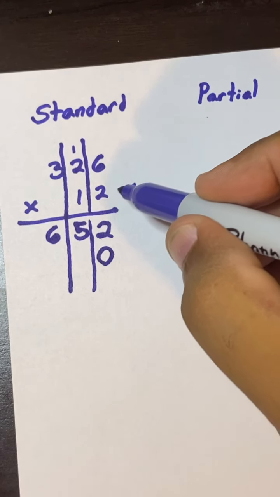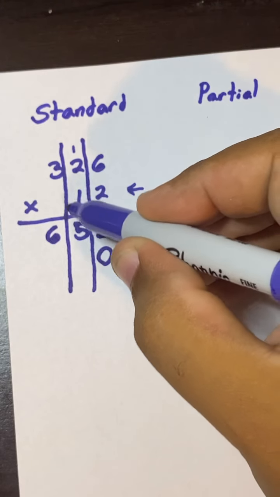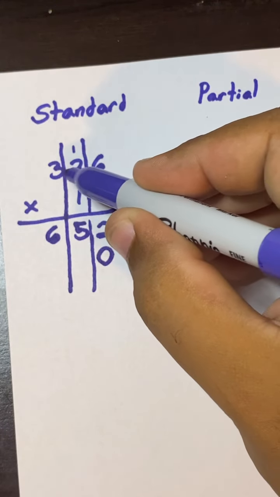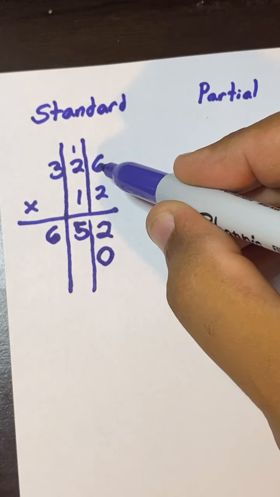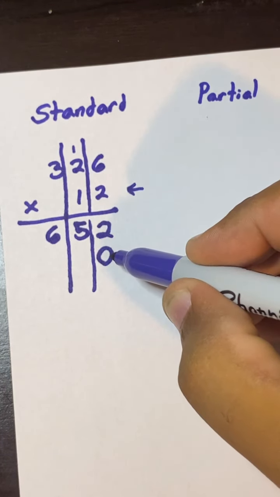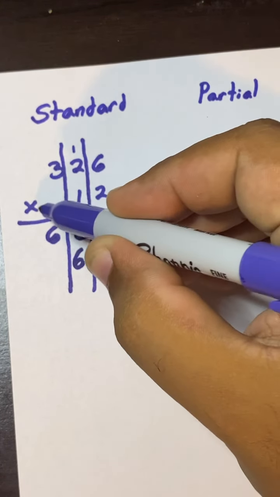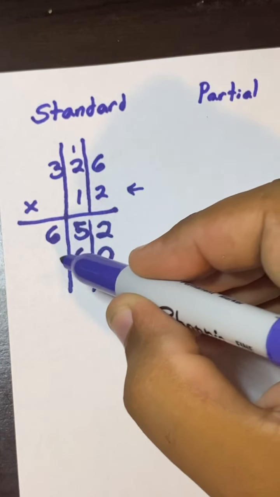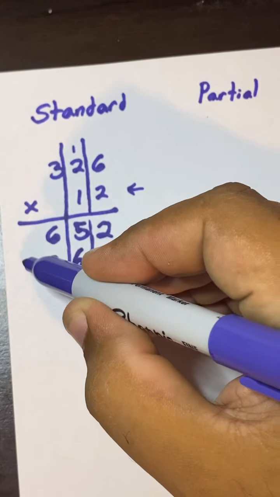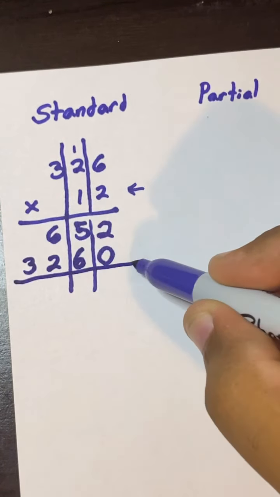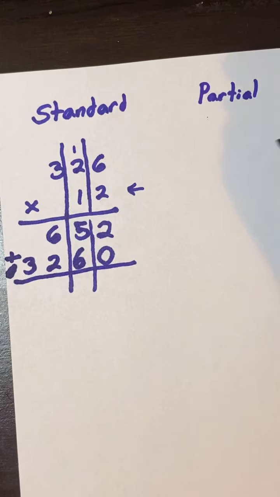Now we move on to the next number in the bottom, which is 1. And same thing, whatever number is down here is multiplied by all the numbers up here. So 1 times 6 is 6. Nothing goes here, so we know the 6 will go here. Then we have 1 times 2, which is 2. And lastly, we have 1 times 3, which is 3. And this will be plus, okay?